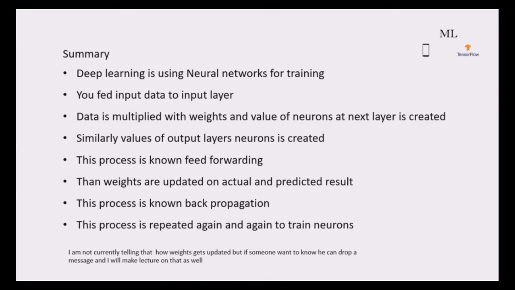So let's review all this. Deep learning is usually using neural networks for training. What we do, we feed our input data at the input layer. Data is multiplied with weight and the value of neuron at the next layer is calculated. Similarly, value of output layer neurons are generated. This process is known as feed forwarding. Then weights are updated based upon actual result and predicted result. This process is known as backpropagation. This process is repeated again and again to train neurons.